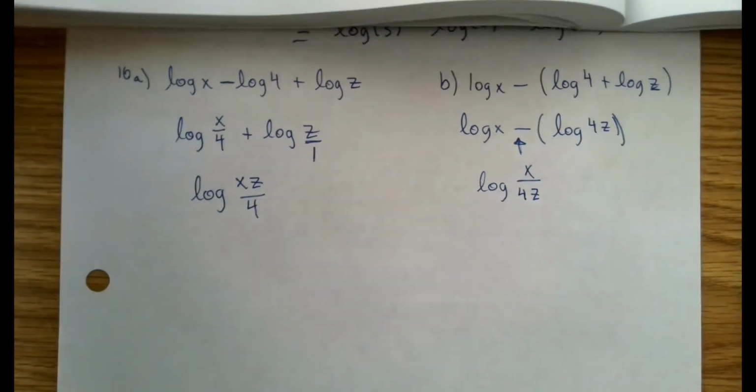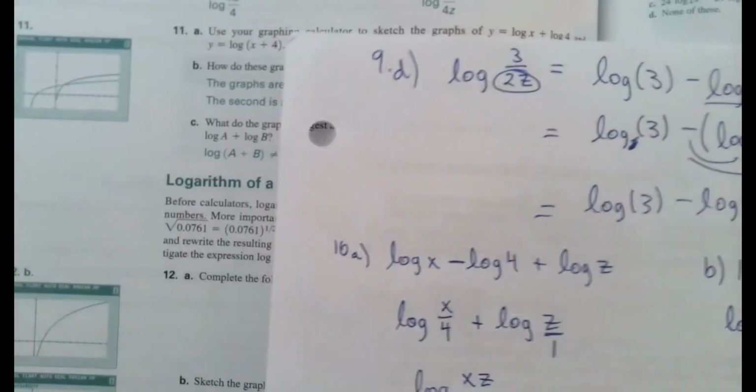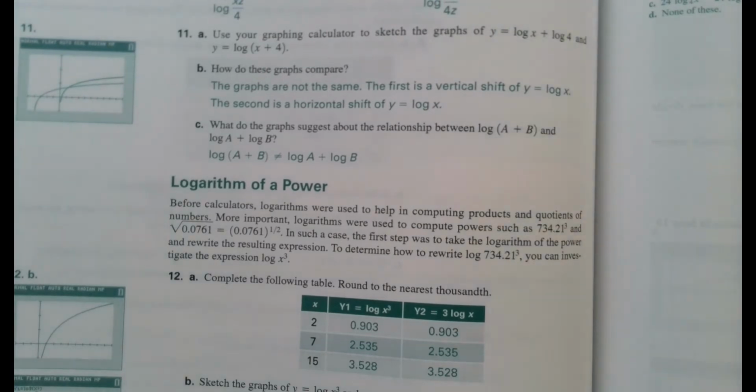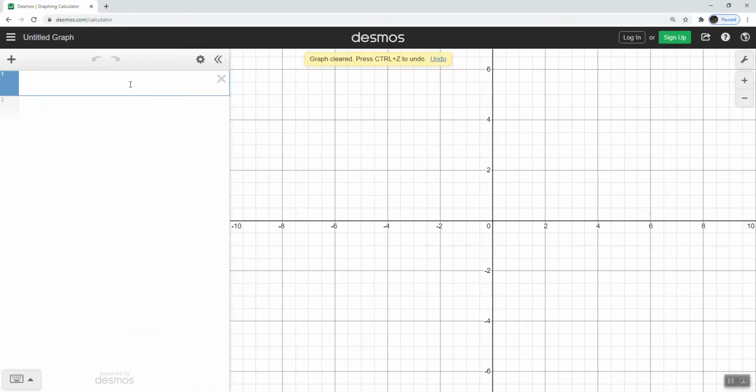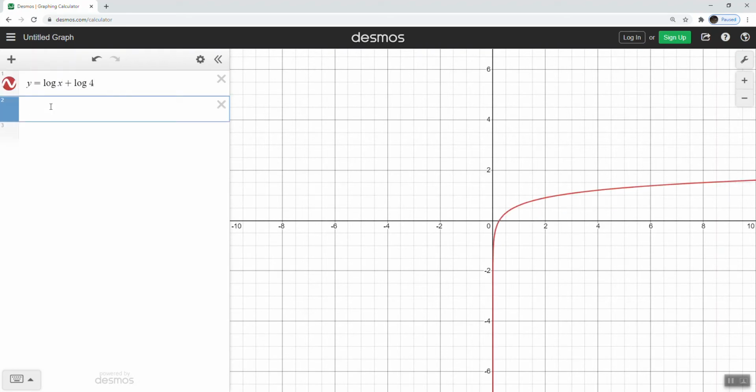All right, now we're going to do what it says here in the textbook. We're going to go ahead and switch over to a graph for number 11 and sketch these two things. So let me get a quick new graph here. And in number 11, we're to graph y equals log x plus log 4. And then we're to graph y equals log of x plus 4. Notice these are very different graphs.